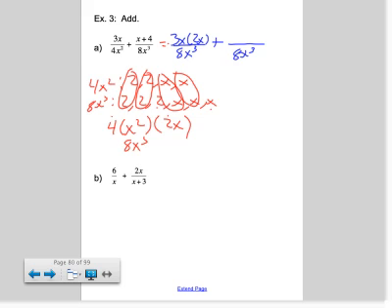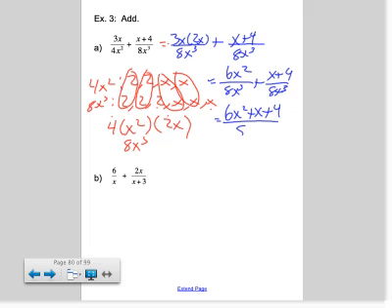And obviously my second expression is not going to change. And so I end up at 6x squared over 8x to the third plus x plus 4 over 8x to the third. Now that I have a common denominator, I can add the tops. So I get 6x squared plus x plus 4, all of that over 8x to the third.